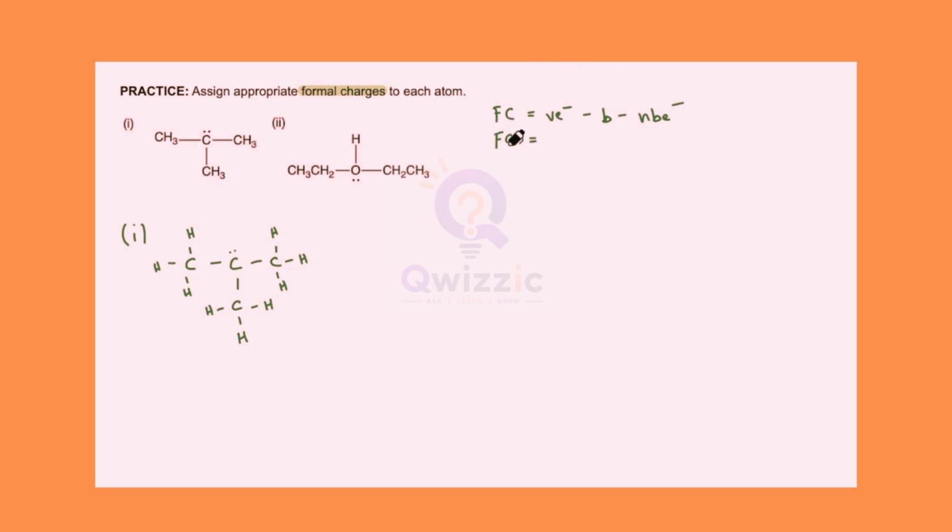The number of valence electrons for hydrogen is 1. How many bonds does hydrogen have? In each case, we see only 1 bond and no non-bonding electrons. So we get a 0 formal charge for each hydrogen. Now, we can essentially add zeros to each hydrogen to make it really clear.